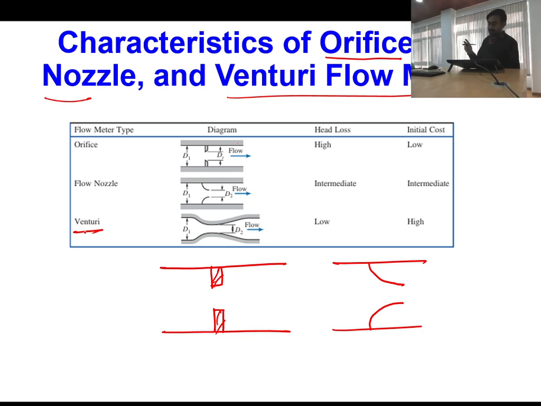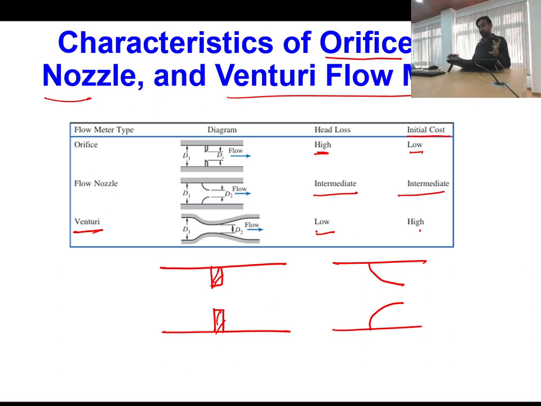Okay. And in terms of their head loss and initial cost, you can see the orifice type has high head loss characteristics but low initial cost. For nozzle type, you will have both intermediate head loss and intermediate cost. And for venturi type, you have high cost as well as low head loss. Fine. So these are the characteristics.